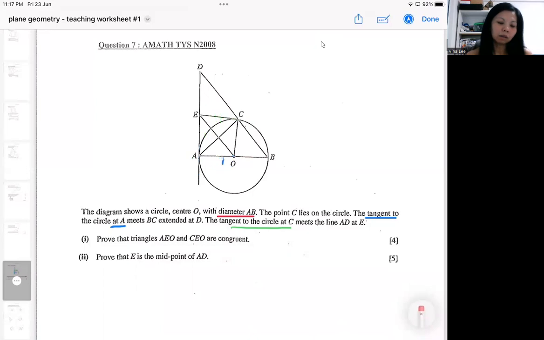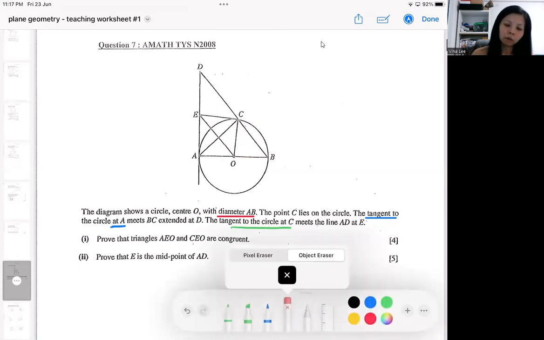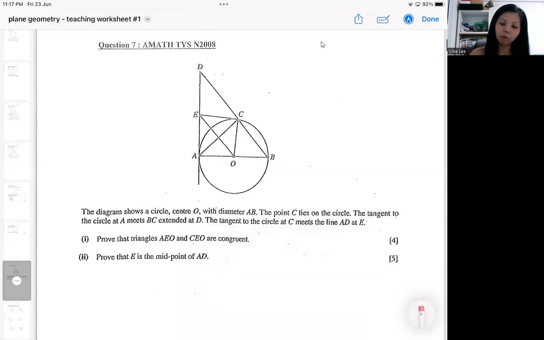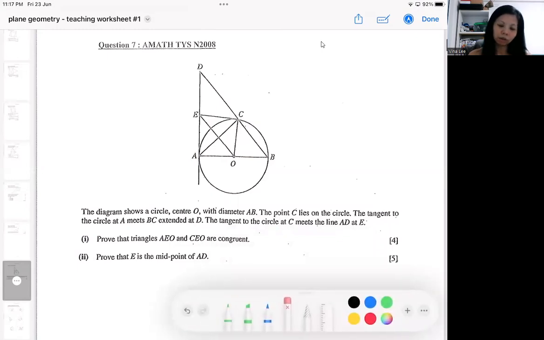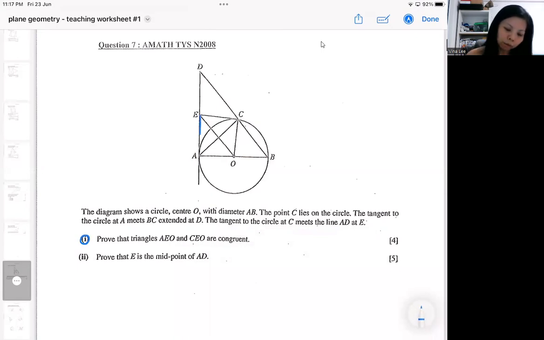Because there are tangents in this question, you have to relate to the property that's relating to tangent. So tangent can be perpendicular to radius, or it can be tangent from an external point. So we got two radius here in this question. After you digest the information provided to you, let's look at what the question wants. The first part, we are actually looking for congruent triangles. So they want us to prove that the triangles are congruent.